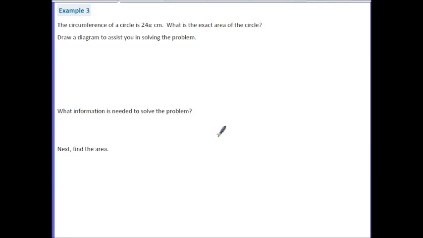Finally, let's look at example 3. The circumference of a circle is 24 pi centimeters. What is the exact area of the circle? Draw a diagram to assist you in solving the problem. So let's start by drawing a circle.